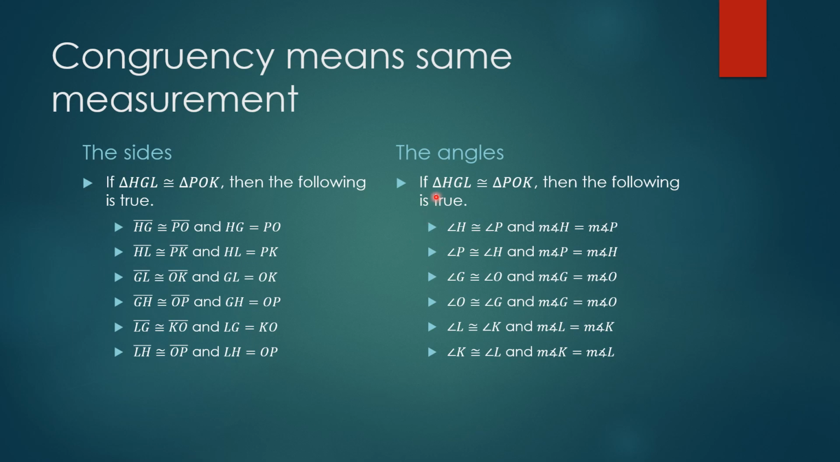Again, note that in HGL and POK, H and P are in the same position, G and O are in the same position, and L and K are in the same position. Those are the corresponding parts, and therefore they are congruent and have the same measure.